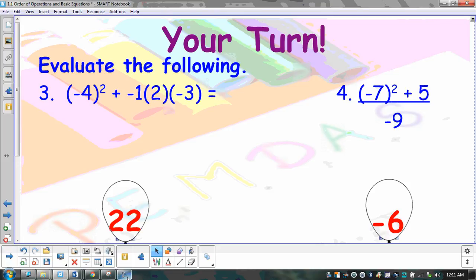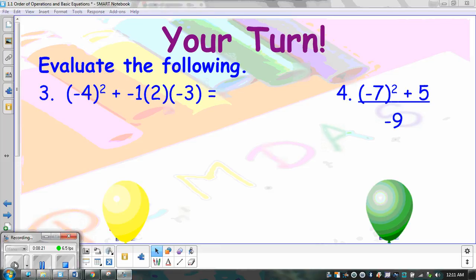Here are the next two examples. You got a little sneak preview of those answers. Take a moment, look at number 3 and 4, write them down, show your work, unpause the video when you're ready to check your answers.